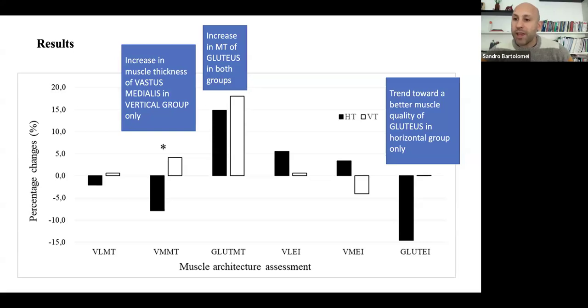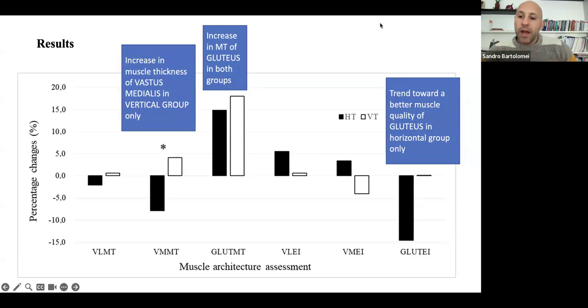For example, in soccer players. Women soccer players are very prone to knee injuries, and some of the injuries are related to the fact that the strength of the vastus medialis is not so elevated. So think about how important it is to perform vertically loaded exercises in this kind of athlete, okay?